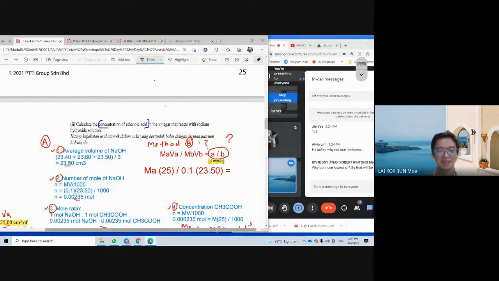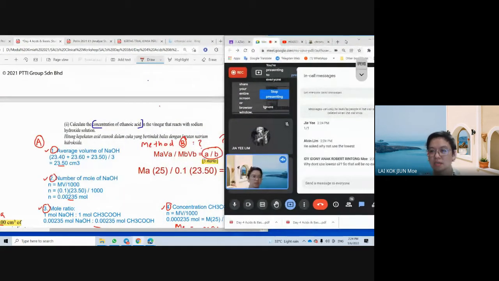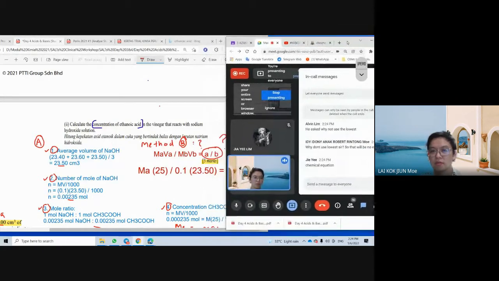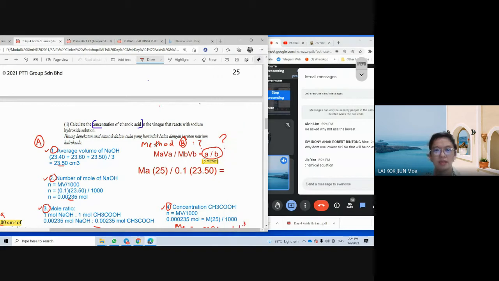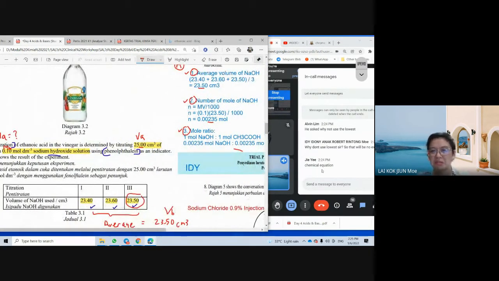I always like to ask why. Why don't we use the lowest, sir? So that it will not have excess. I did say the lowest one. No, cannot. In this experiment, we don't have any excess. We don't use any excess thing. Excess only when you add in some powder. In this case, all the results are accurate.